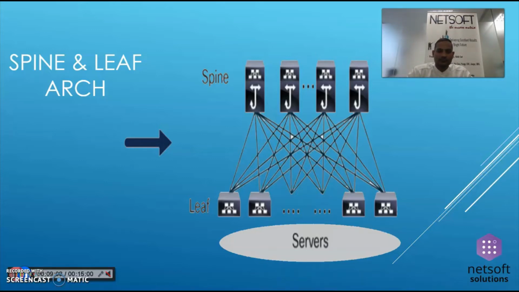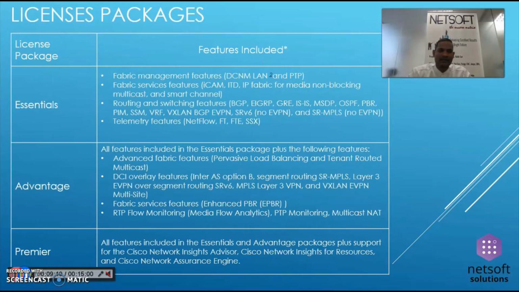So next, let's go to our next slide, that is the licensing packages. What are the different kinds of licenses we have? There are 3 types of licenses: the first is Essential, the second is Advantage, and the third is Premier. The Essential license covers your basic fabric management features, your routing and switching features, and your telemetry features. The fabric management features include DCNM and PTP.